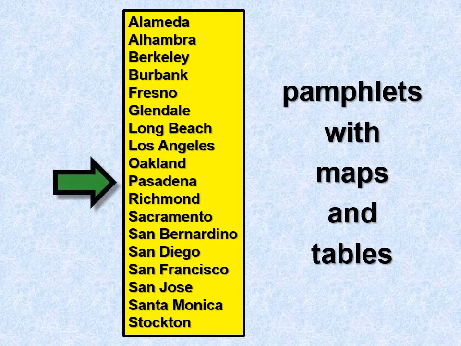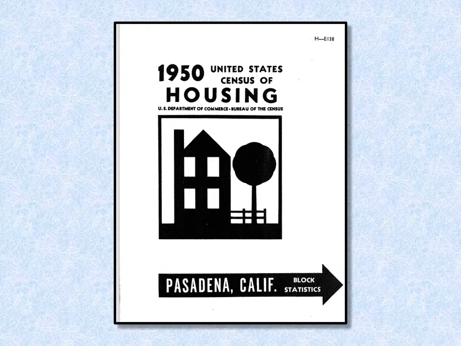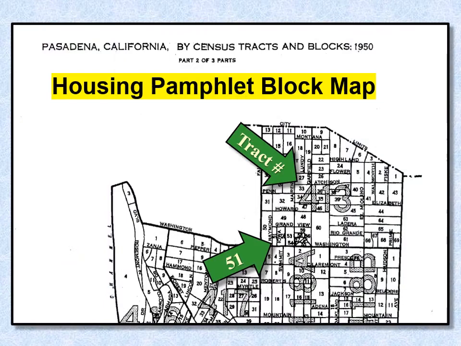To give you an example of the cities in California that have pamphlets, I have a list shown there, and Pasadena, with over 100,000 people, has a pamphlet. So we go into the website, we grab the pamphlet, and it has block statistics. We're not going to see information about individual houses, but we are going to see information about the block. And as part of the Pasadena pamphlet, there are 3 maps.